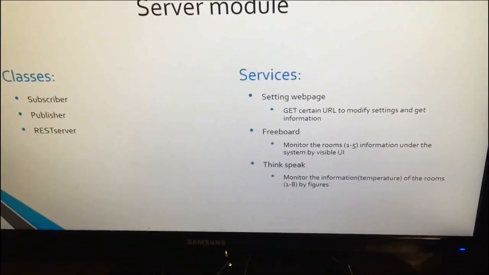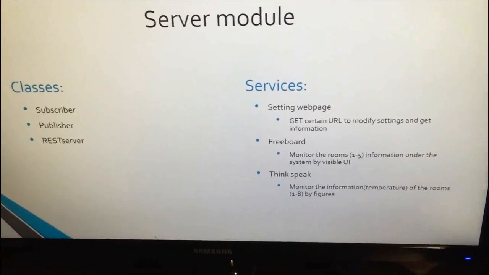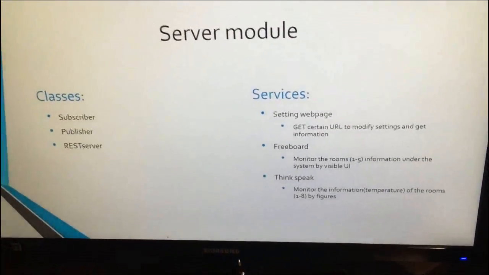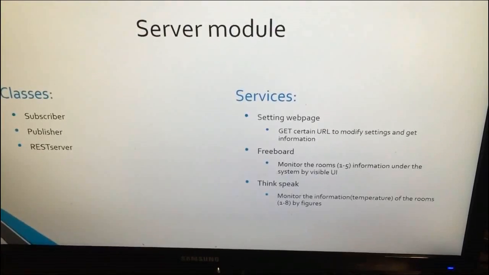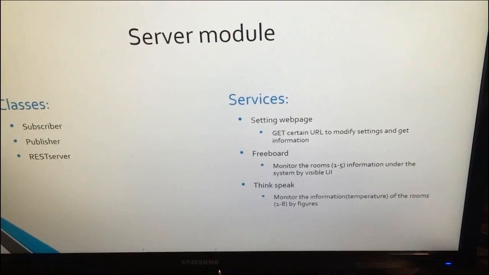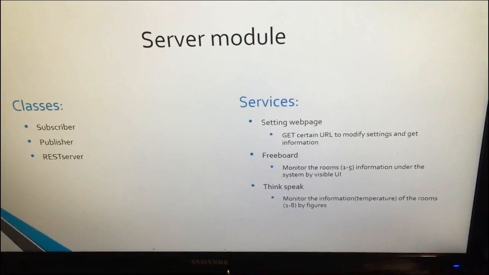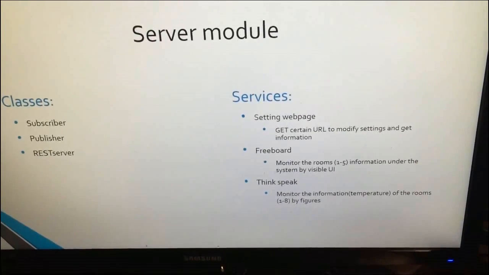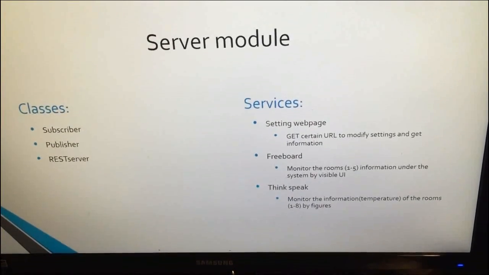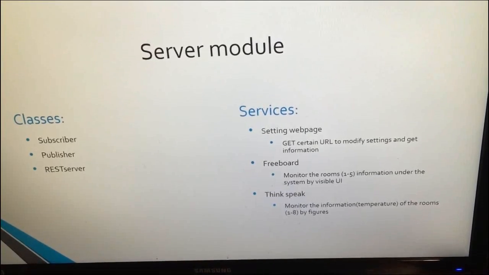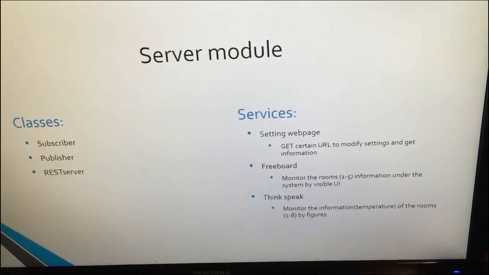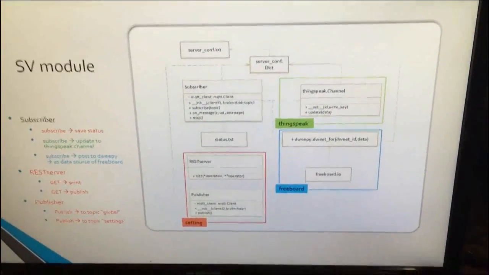I will start from the server module. In code, it has 3 classes: the subscriber, the publisher, and the server. And it provides 3 services. One is the setting page. It will use GET to modify the settings and to let the user check the status of the system. And the freeboard and the scene spec I will introduce in detail in these pages.